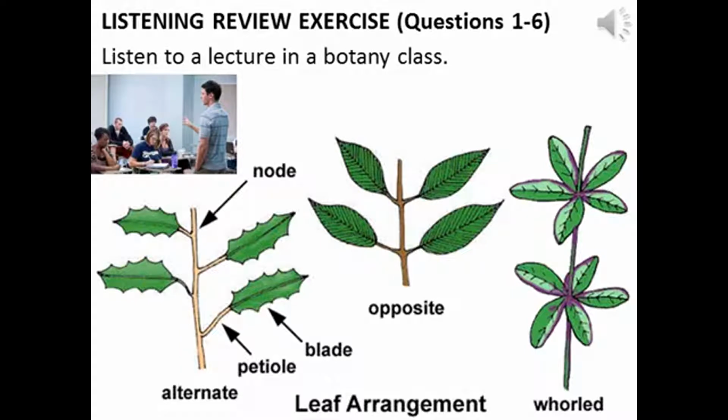Today we're going to talk about phyllotaxy. Phyllotaxy is a scientific term that refers to the arrangement of leaves on the stem of a plant. On most plants, leaves are arranged in a definite pattern. It's very unusual for a plant to have randomly placed leaves.